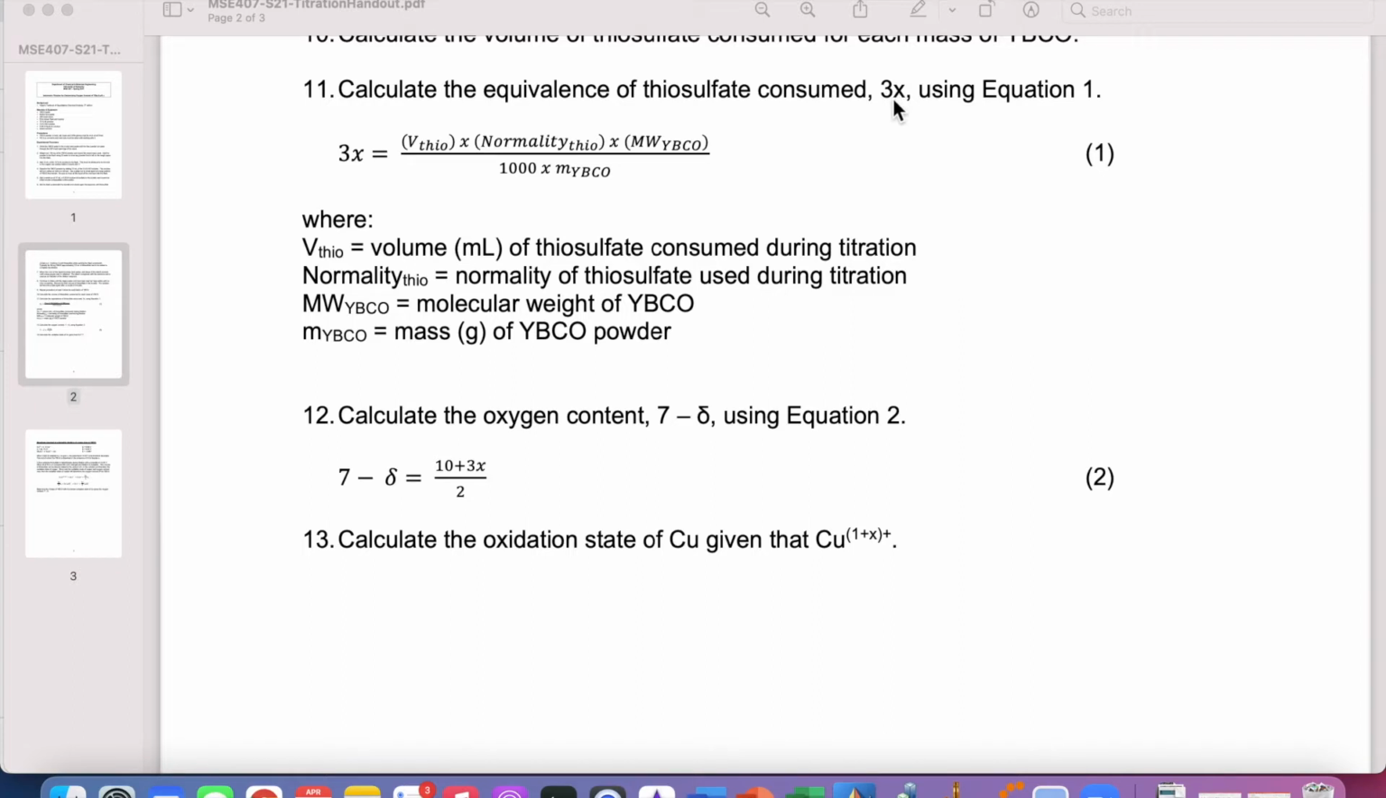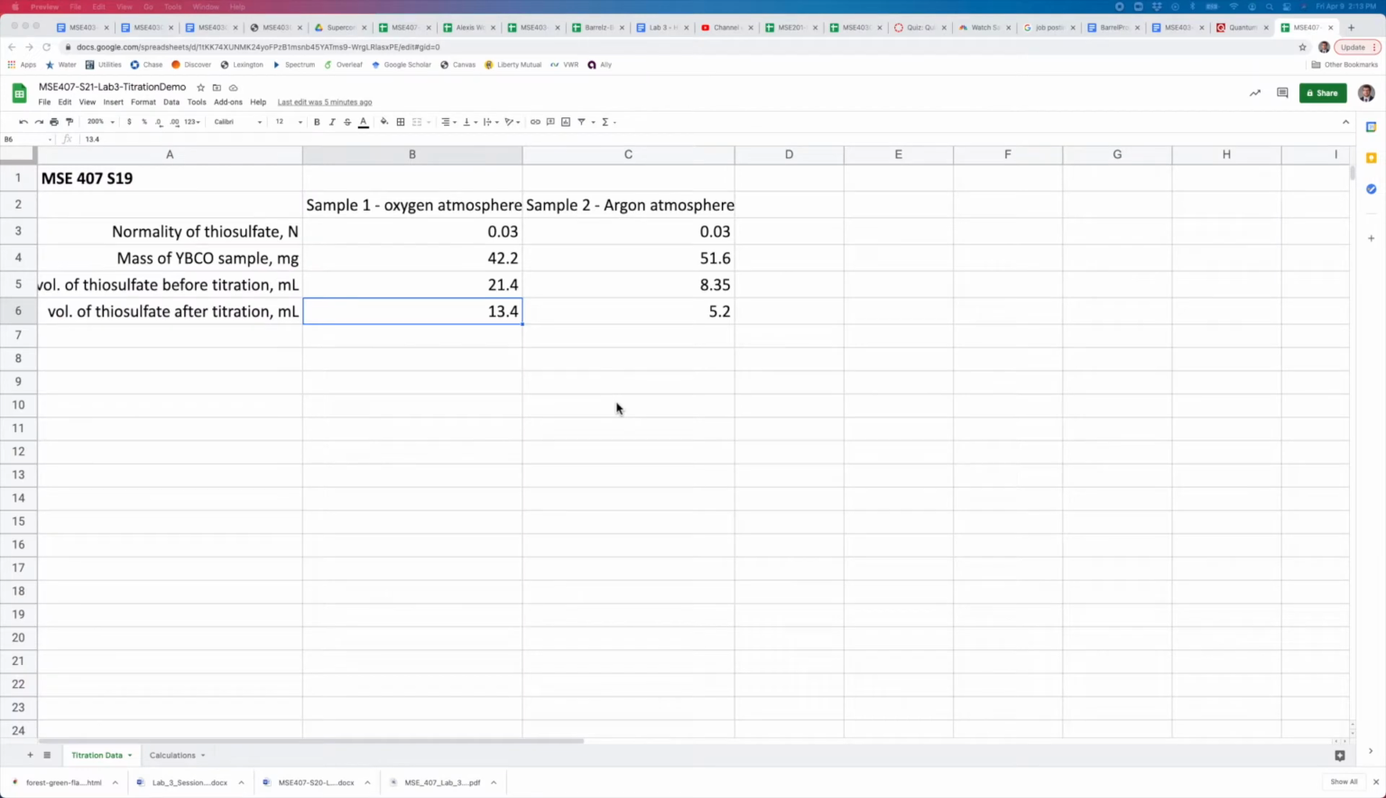To do that, we're going to use some data from 2019. You'll want to do this with your own data. This is just an example going over some of the 2019 data. So the first thing we're going to do is collect up all of our data. This is a sheet I have, again, from spring 2019. We're just going to take a couple samples and see how we calculate these quantities. I've given you the normality of the thiosulfate used, the mass of the powder that we used, and the volume before and after titration. This will all be in the spreadsheet that we provide you with all of your data for this semester.